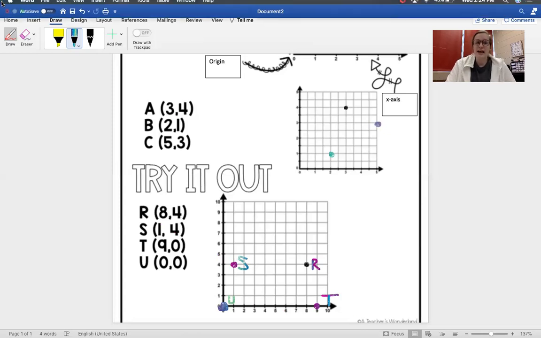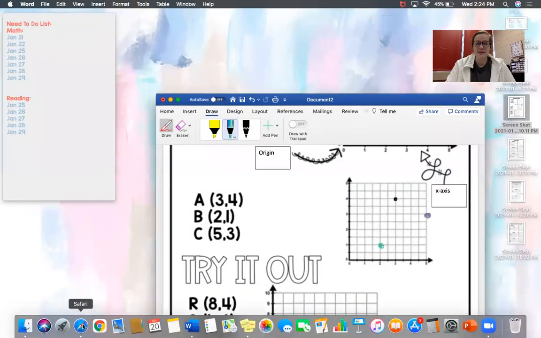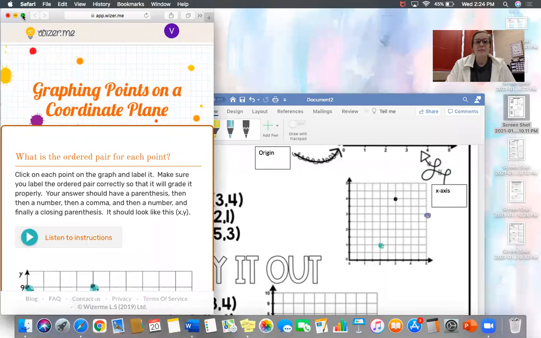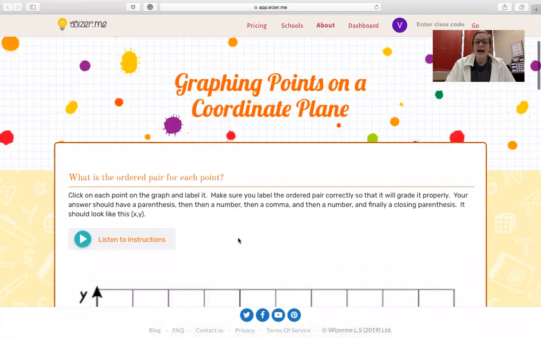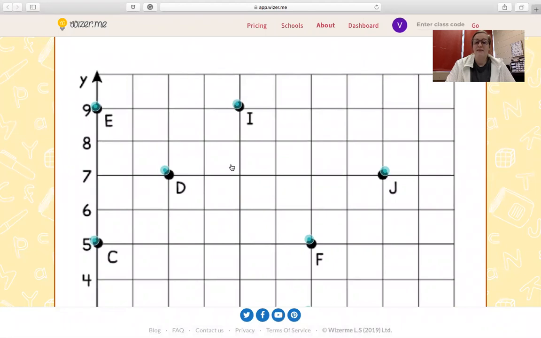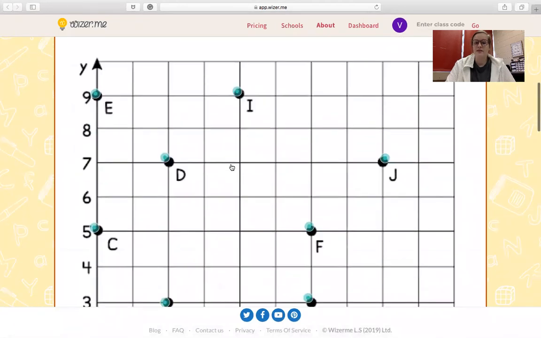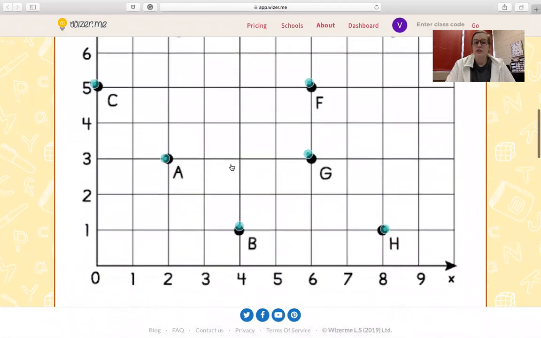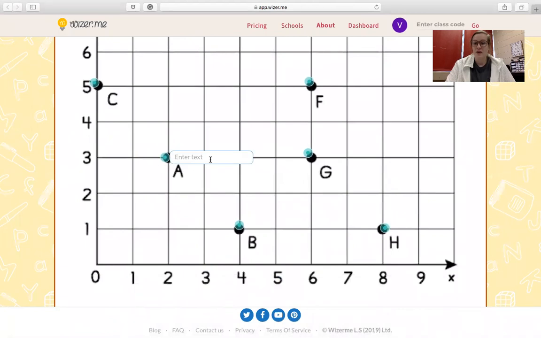And this is also going to help with your assignment. Let me show that to you really quick. So your assignment is on Wiser today. And here you have a lot of different ordered pairs on this graph, right? Your job is to click on the dot of each ordered pair that is labeled for you, and you have to tell me what the ordered pair is. Remember, it always starts with a parentheses.